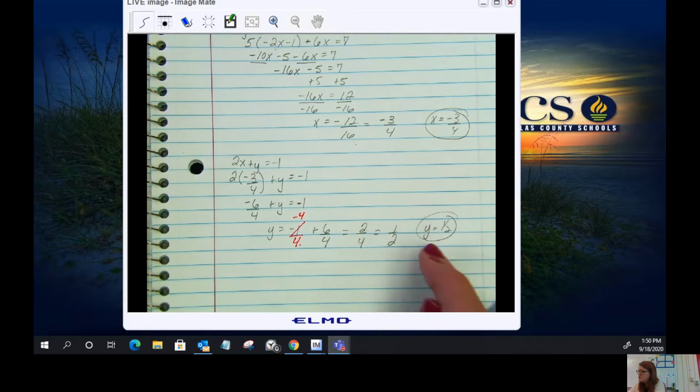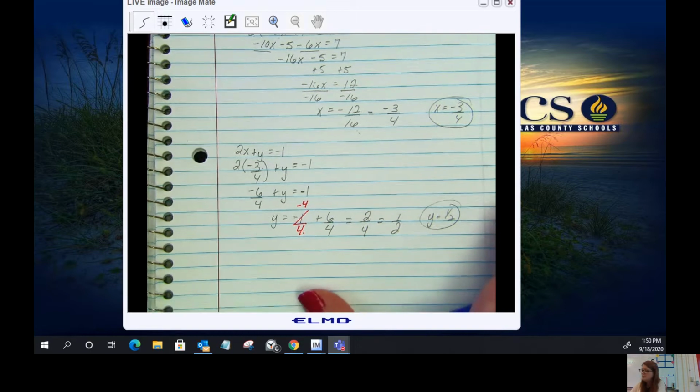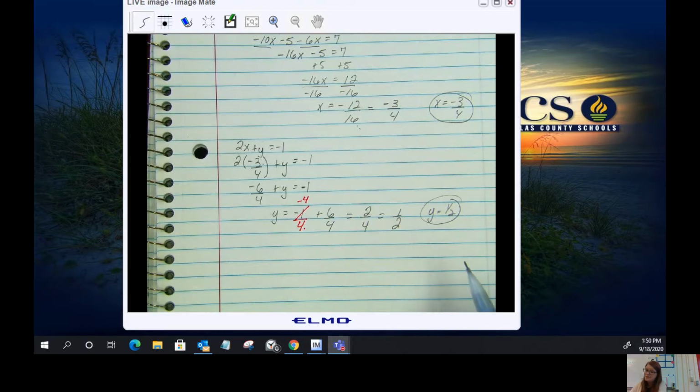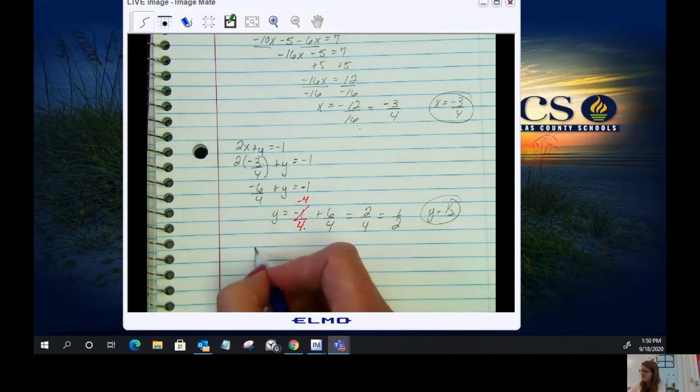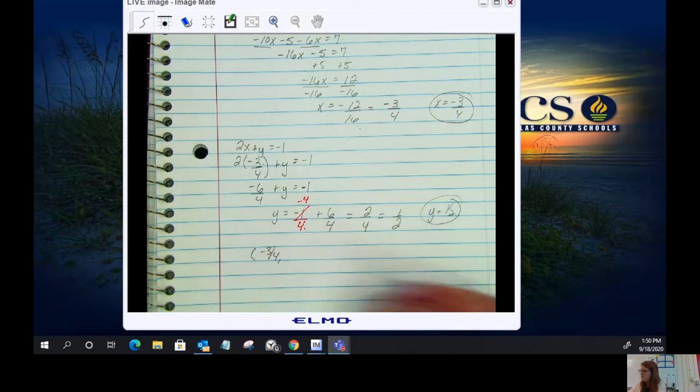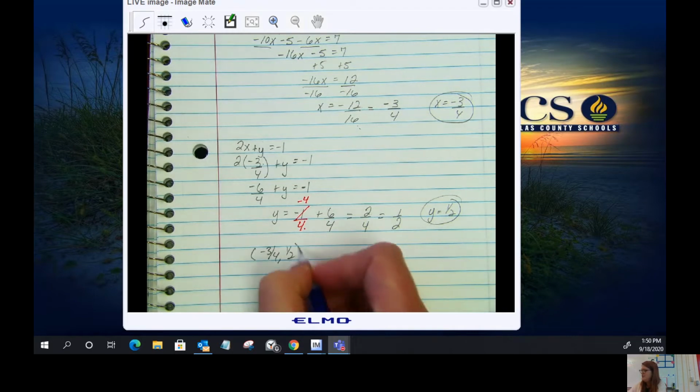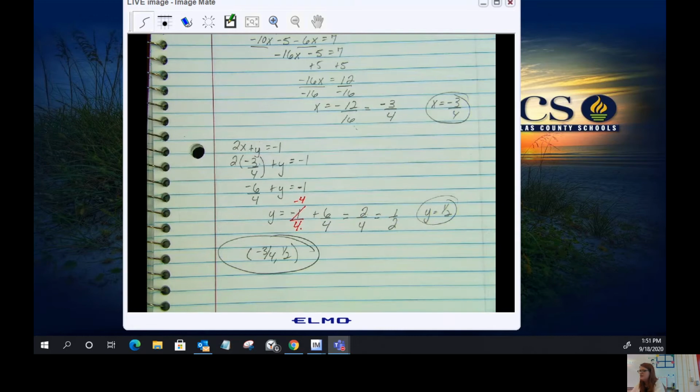And of course, you would substitute these back into your equations to check. But because of time, we're not going to do that. But I expect you to do it. So -3/4 and 1/2, that is your solution for 1A.